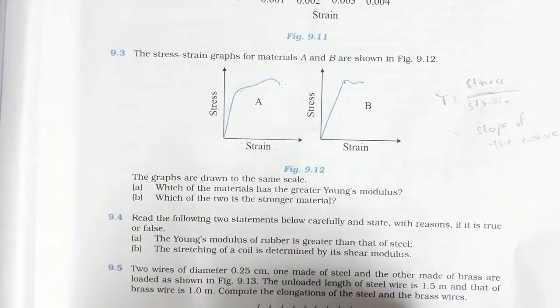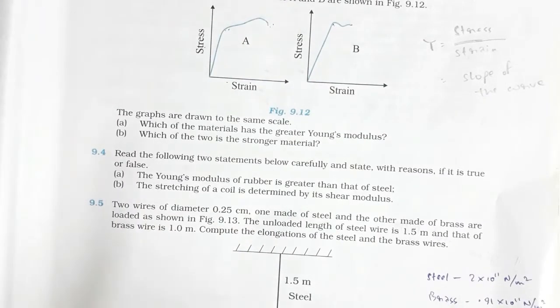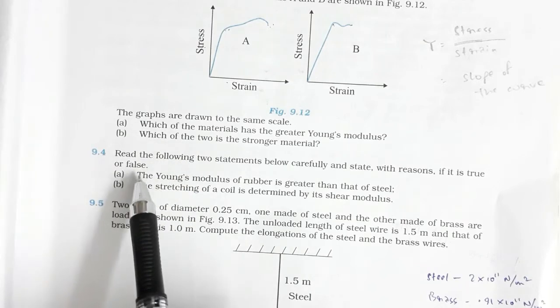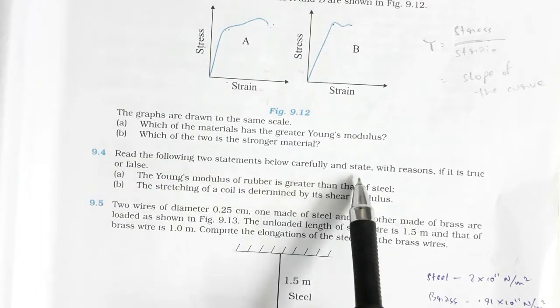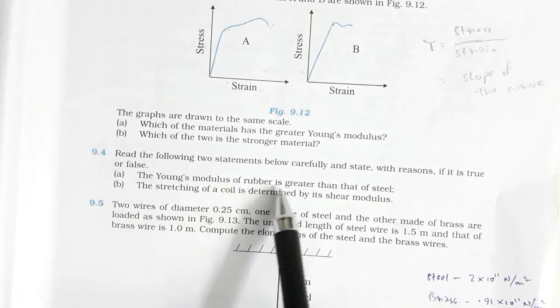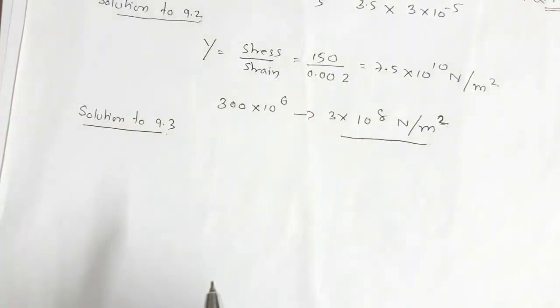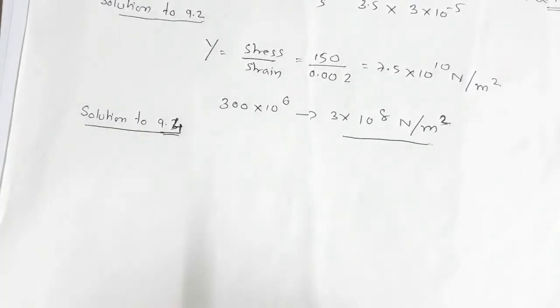So this is answer to question number 9.3. Then you have this question 9.4. You have to read the following two statements below carefully and state with reasons if it is true or false. The Young's modulus of rubber is greater than that of steel. Okay, now see, so this is 9.4. 9.3 we have already solved, so this is 9.4.